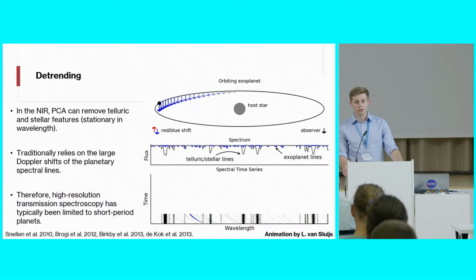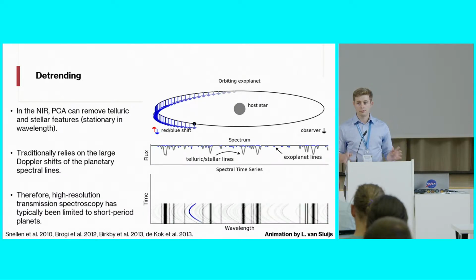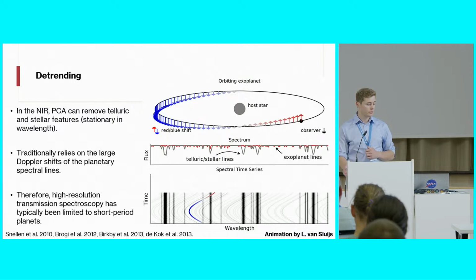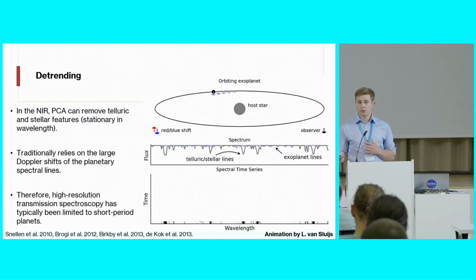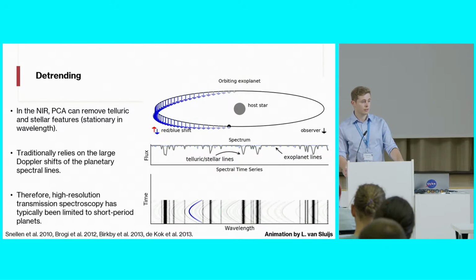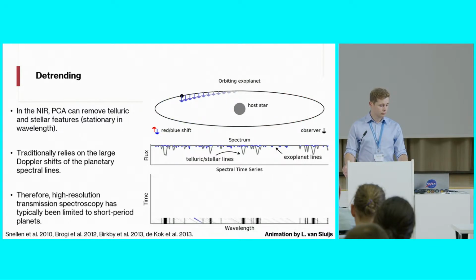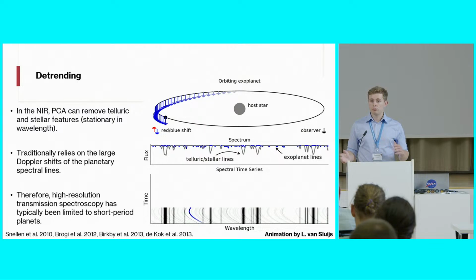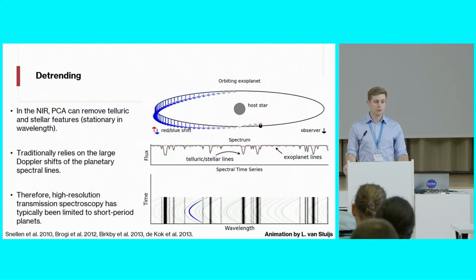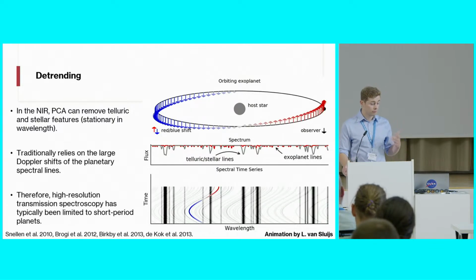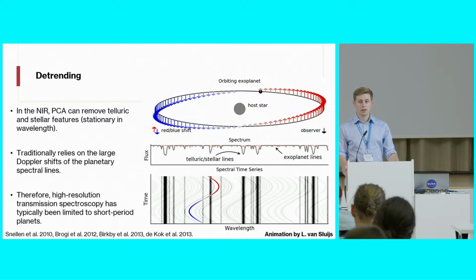But to get these detections, we first needed to detrend our spectra, that is, to remove the telluric contamination that plagues all ground-based observations. Now, in the optical, this can often be done by modeling it out using something like Molecfit, but in the near-infrared, this contamination is often more severe, and so it needs a stronger, more data-driven approach, such as PCA or SysRem. Now, these algorithms remove common modes in the time variation of a wavelength channel, which means that, in effect, they remove stationary features in our spectra, such as telluric lines and stellar lines.